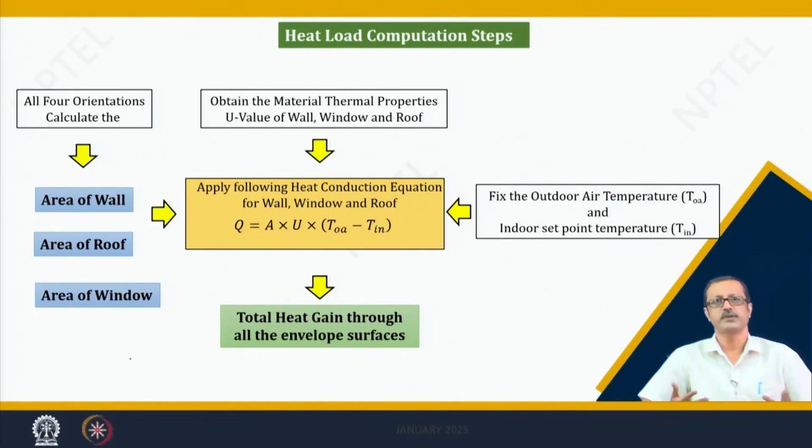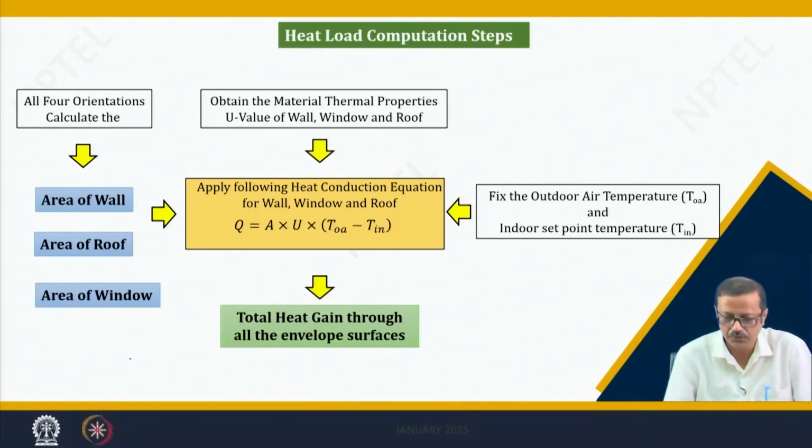From the different envelope parts, depending upon the material and the exposed area, heat will be gained or conducted inside the building. After that, we need to classify the different thermal properties of those materials: what is the U value of the opaque material, and what are the U values of the roof and the windows. And finally, we will compute with this equation.